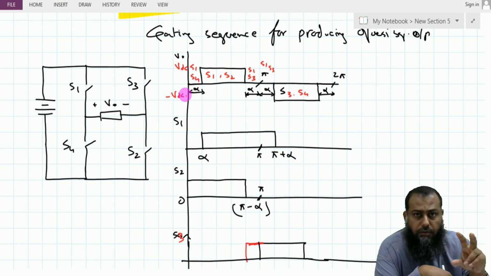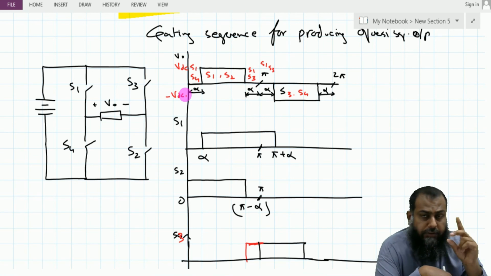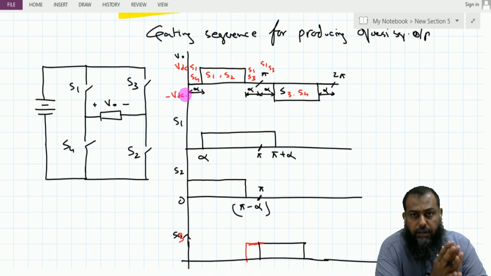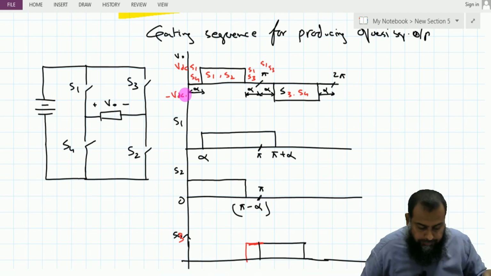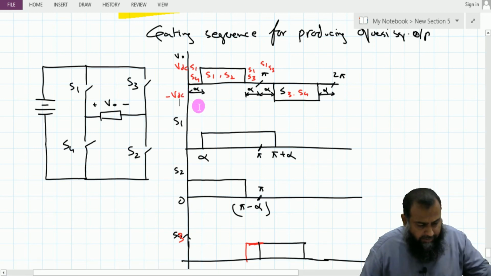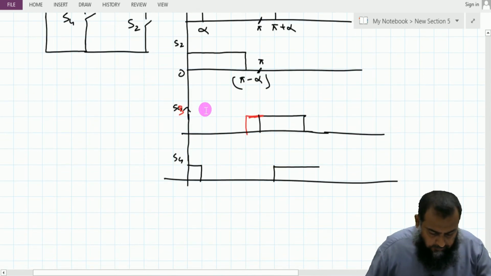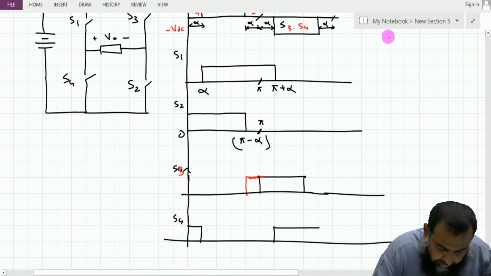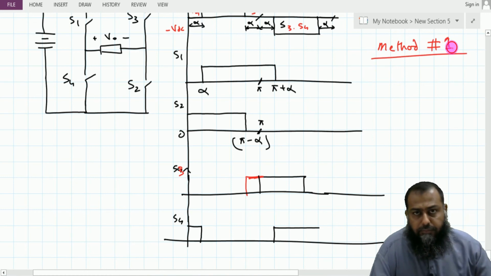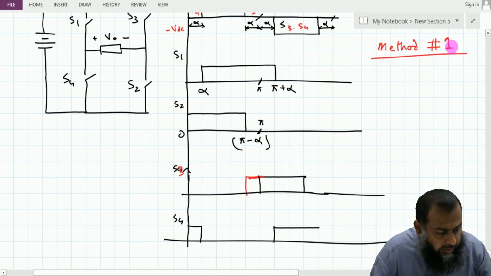But the question is, how can we simulate this thing? How can we specify those instants at which we want to turn on and off these switches? For that, I have developed two methods. The first one is, in the first method, these are my own methods, so maybe you may find it workable for most of the time because I have tested this one.